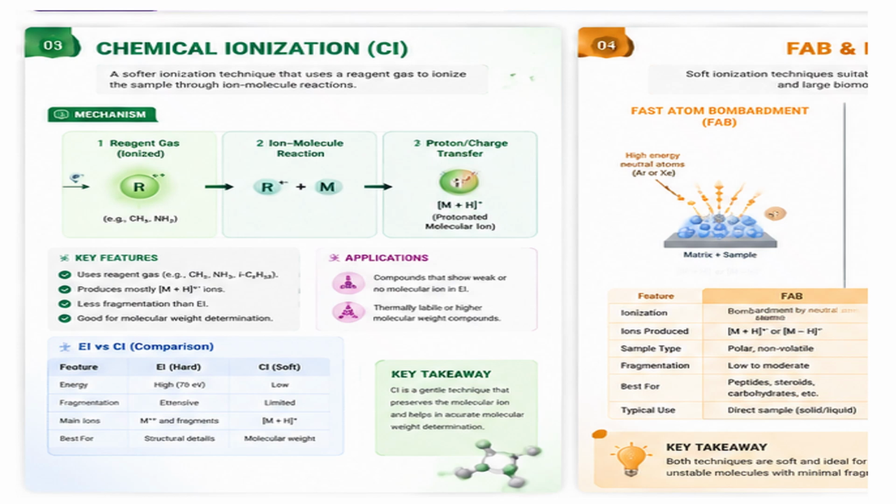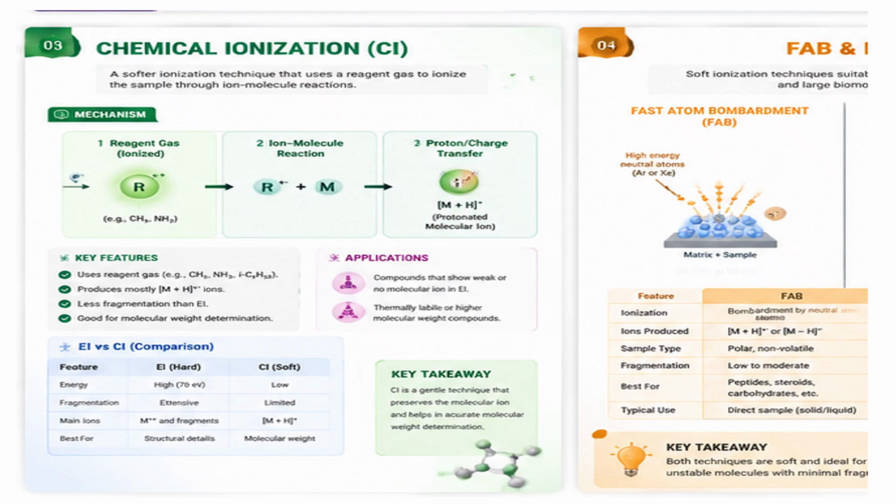Now, comparing EI and CI, EI uses high energy, usually 70 electron volts, and causes extensive fragmentation. It is best for structural details. CI uses lower energy, causes limited fragmentation, and is best for finding the molecular weight.